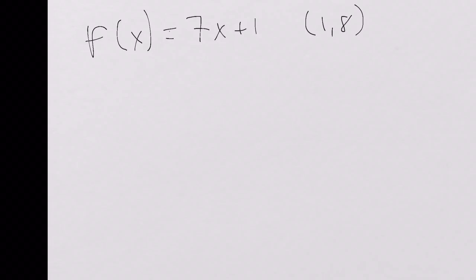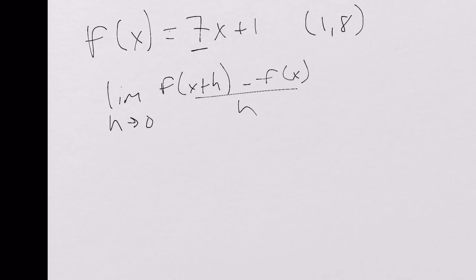Alright, so we were given this function 7x plus 1, and we're asked to find the slope of the tangent line. Well, again, the slope of the tangent line, I'm going to tell you it's 7. The slope is always 7 for this function. But if we're going to use the limit definition, we need to use the formula. So the limit definition, as h goes to 0, we have f of x plus h minus f of x all over h.